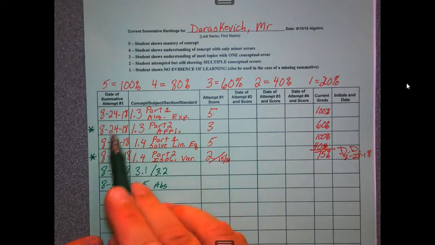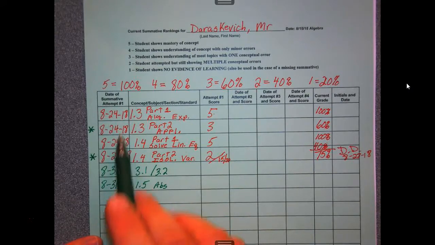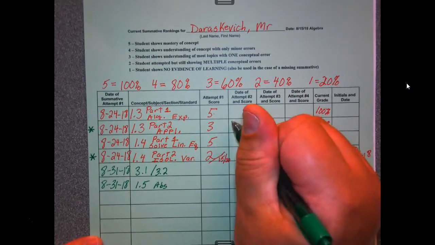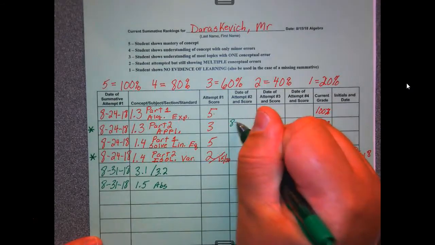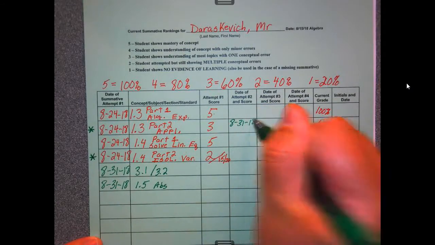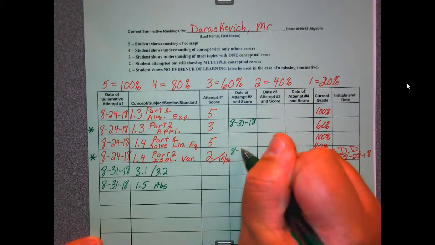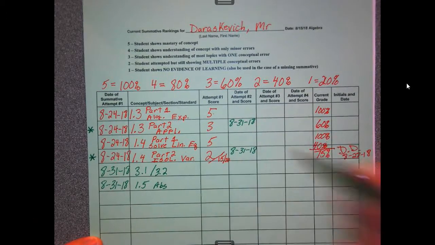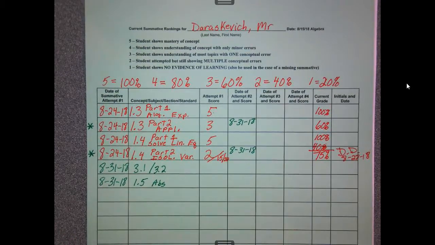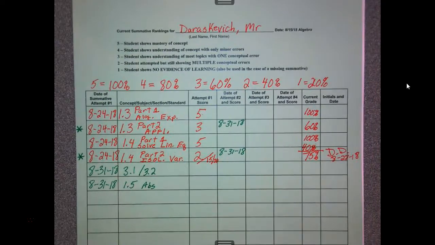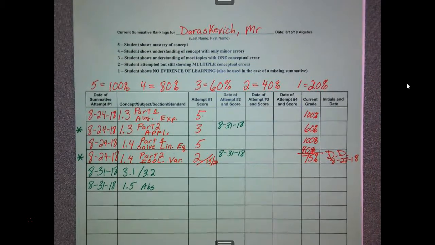But we're going to redo these two sections also. Okay, so this will be attempt number 2 on that, 8/31, 18, and on this section, 8/31, 18. Now, the reason why I'm having you do these tracking sheets is because Skyward is not a standards-based grading system. It's that percentage thing I was telling you about.